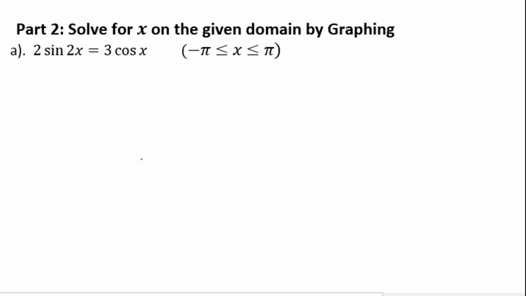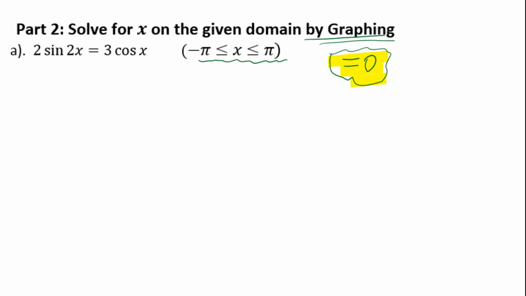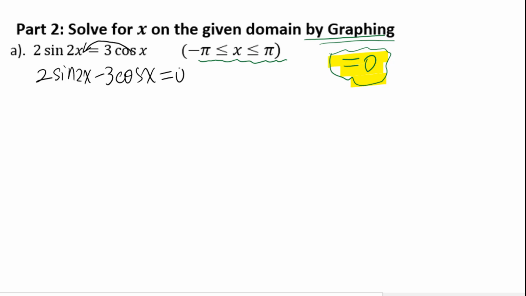Today's lesson is about how to solve trig equations by graphing. A. 2 sine 2x equals 3 cosine x, where x is greater than or equal to negative pi and less than or equal to pi. The first step is to get equals 0 form. Therefore, we will move 3 cosine x to the left side. You will get 2 sine 2x minus 3 cosine x equals 0.